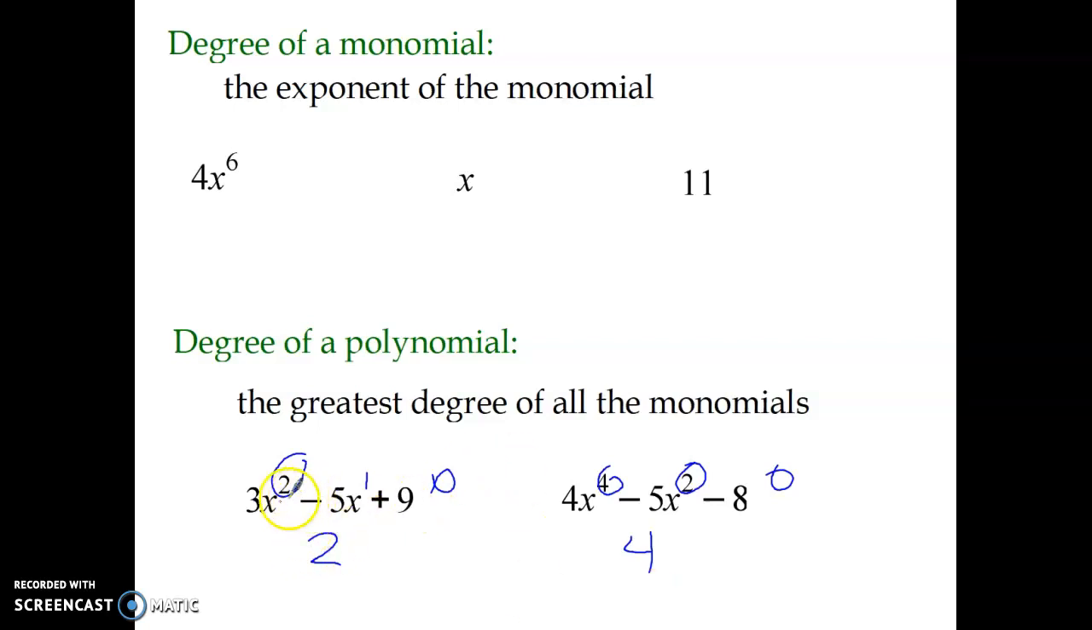When it's a polynomial, you have to look at each one individually. Don't add them up together. Look at them each individually and then pick the biggest of the ones that you see.